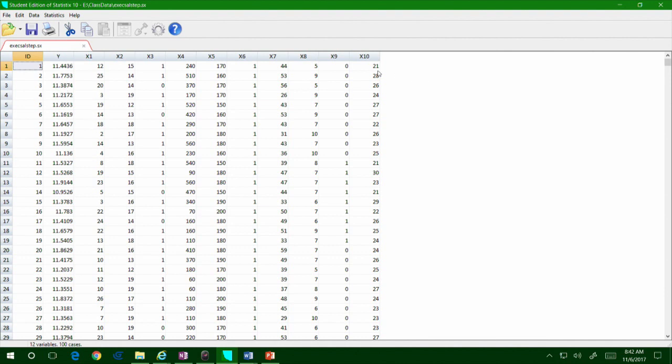Okay? But here's all our 10 X's. X1, years of experience. X2, years of education, so on. X3 was a dummy variable. It's a 1 or a 0, and so on. There's the 10 X's. Okay, so that's the data. There's 100 data points there.